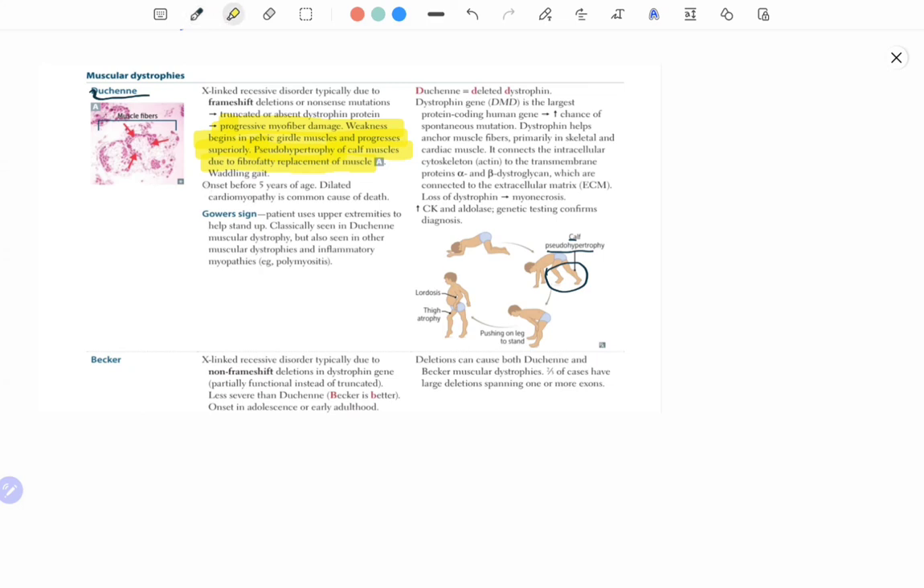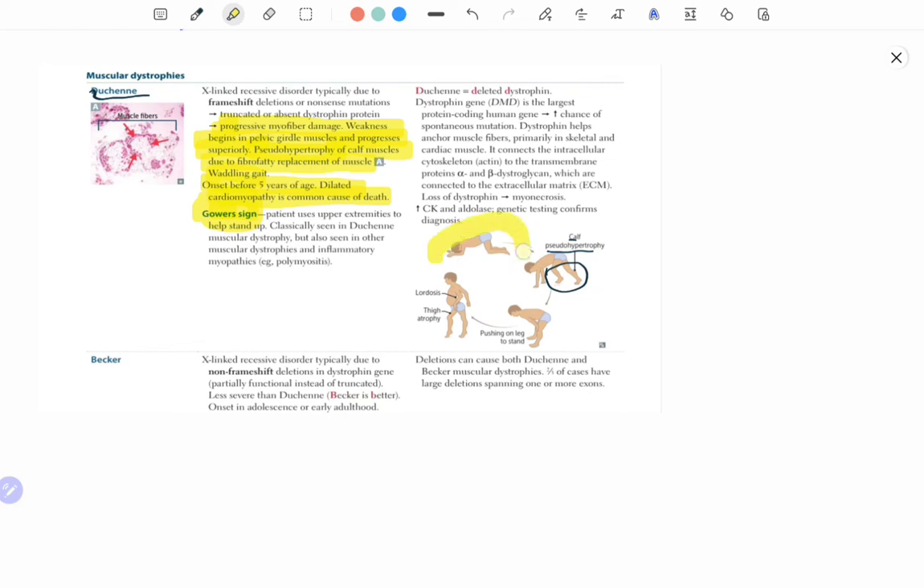Now, onset is before 5 years of age. Dilated cardiomyopathy is the common cause of death, as we talked about. This is a waddling gait. And Gowers sign. What is this Gowers sign? This is the main concept that represents this disease, that shows the patient might have this disease.